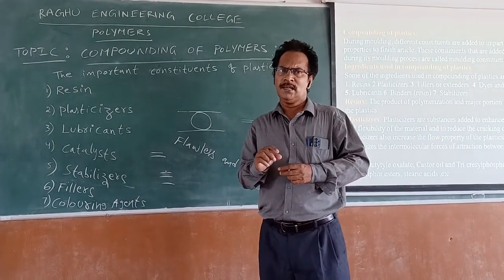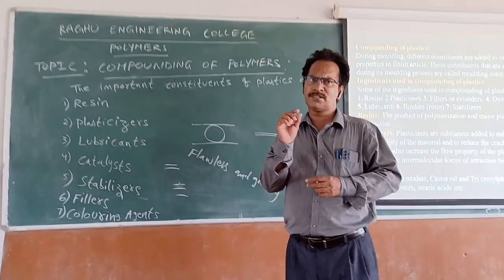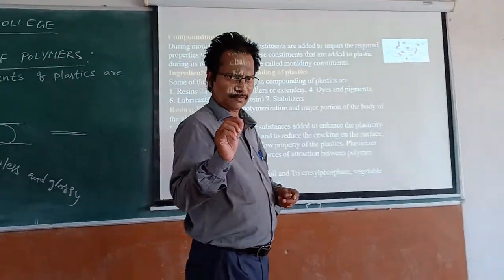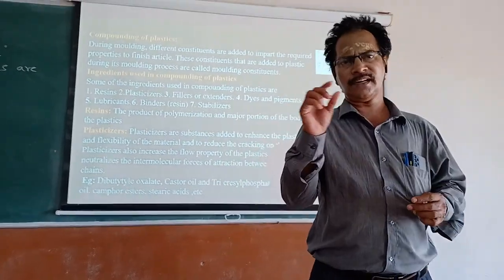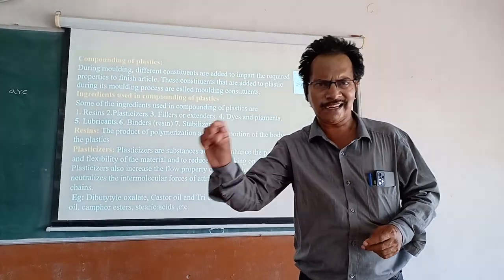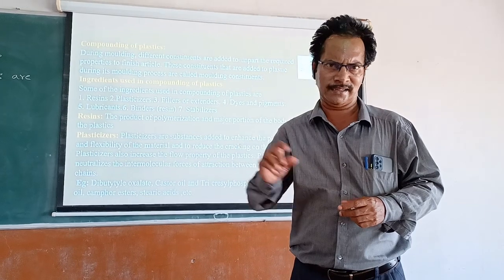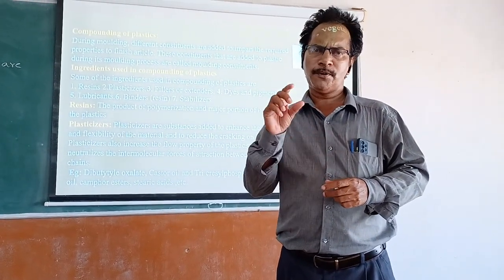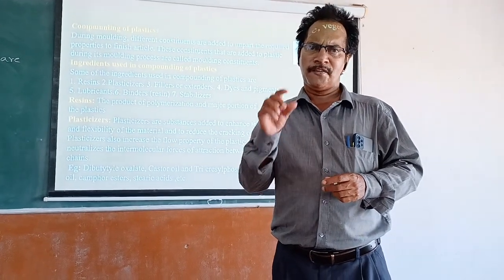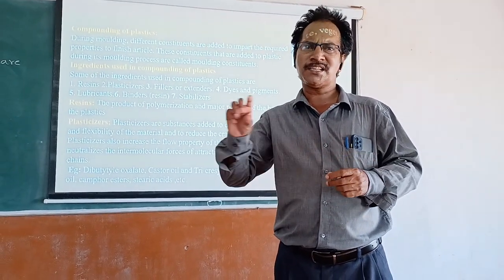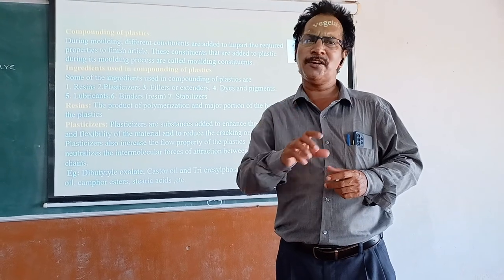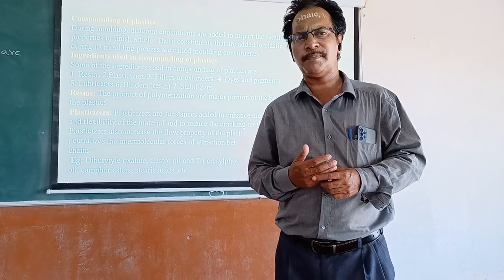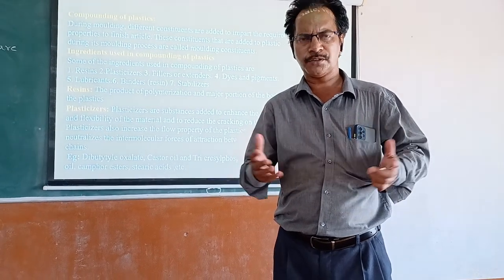Suppose if you want a green color, then you have to use yellow color. Suppose if you want yellow color, then you have to add a particular chemical. For example, if you want black color polymer, then you have to add carbon black. Suppose if you want blue color, then you have to add Prussian blue. Suppose if you want red color, then you have to add ferric oxide. Suppose if you want crimson color, then you have to add antimony oxide. So these are the various coloring agents which improve the aesthetic appeal and also give a good finish to the article.